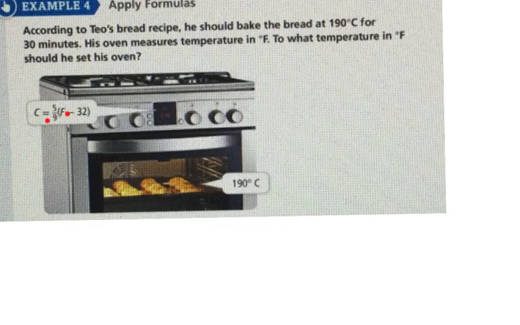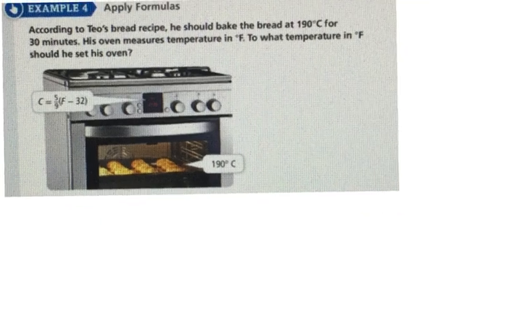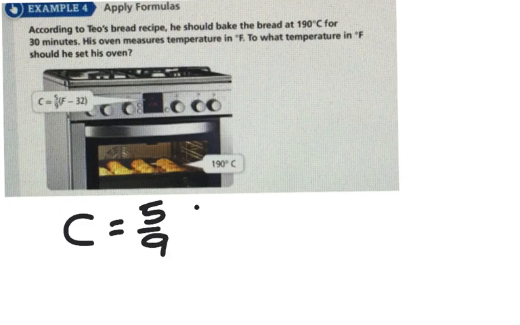C equals 5/9 times f minus 32. And then they've told us that it's supposed to be 190 degrees Celsius. We want to know what is that in Fahrenheit. So we're going to look at that equation. And again, this is the most difficult equation we've worked with so far because it has parentheses and a fraction.